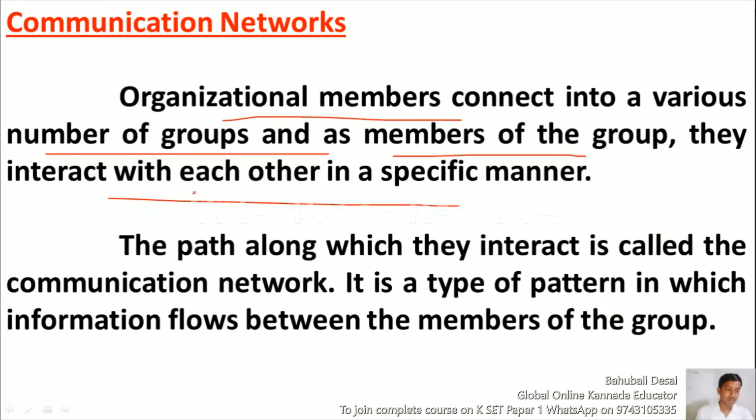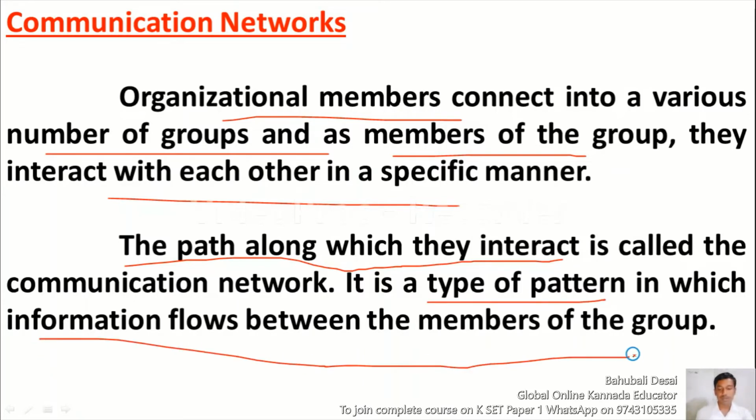So in this way, communication network means it is the path along which they interact, how the people are going to interact with other people. It is known as the communication network. It is a type of pattern in which information flows between the members of the group. So in one group, how the information is flowing from each person to each person, it is known as the communication network.